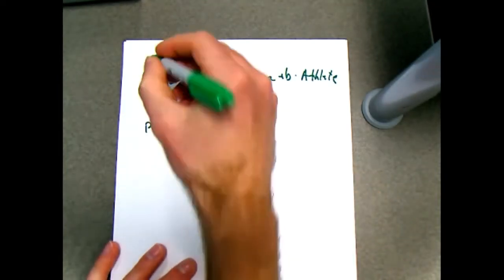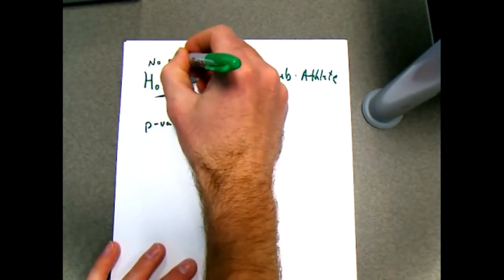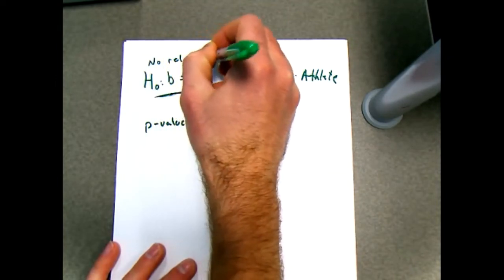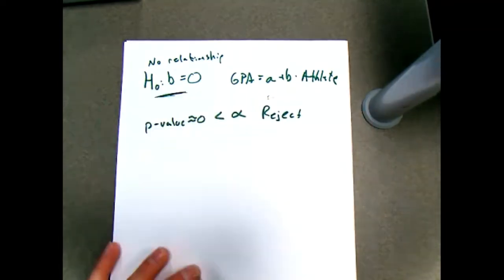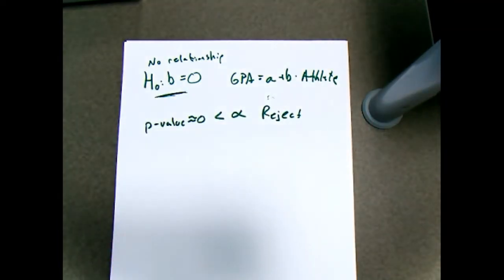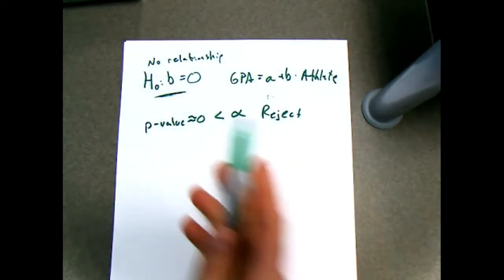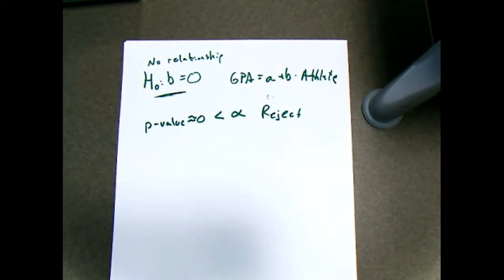Or think about what we start out assuming, that there's no relationship. So I can reject that, right? Because my p-value is less than alpha. Or I found significant evidence that there is a relationship, okay? At least I can say that with 99% confidence, right? Because my p-value is very, very low.